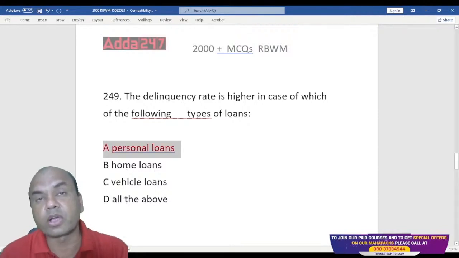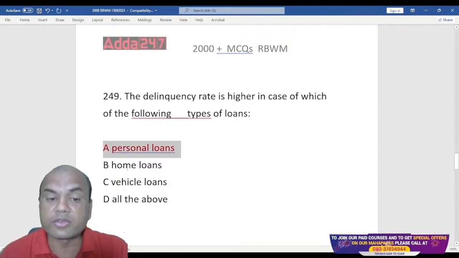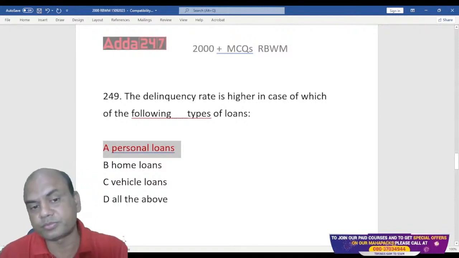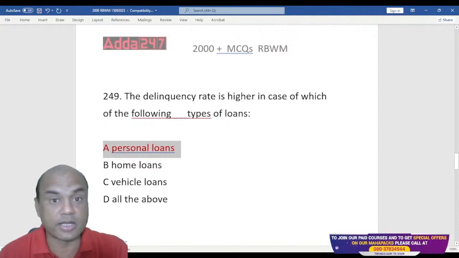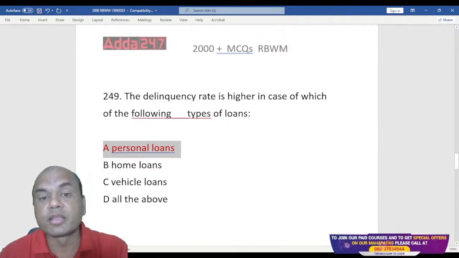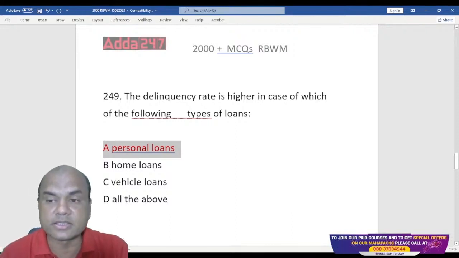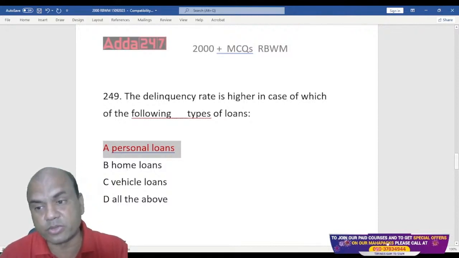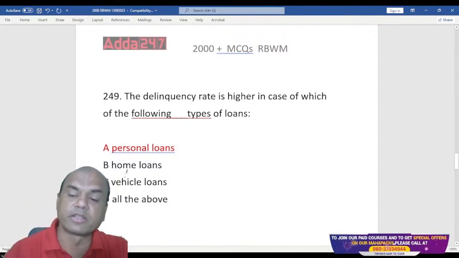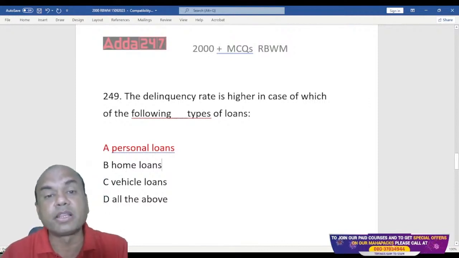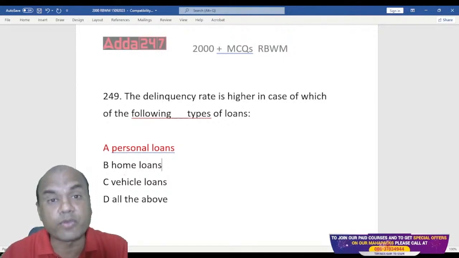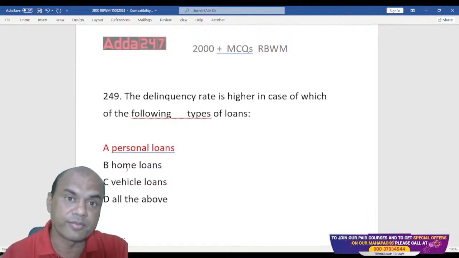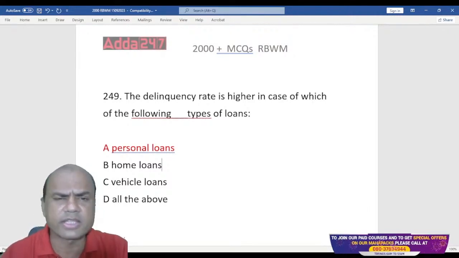And to counter this, what do we do? We always follow the CIBIL score. For the person with the higher CIBIL score, there are fewer chances. See, here I'm saying chances. It's not that the person will not default; there are fewer chances that the person will default. So in personal loans, we take the help of CIBIL, or nowadays not only CIBIL, there are 3 to 4 agencies. One is CIBIL, second is Equifax, third is TransUnion, and Dun & Bradstreet. So there are various agencies.